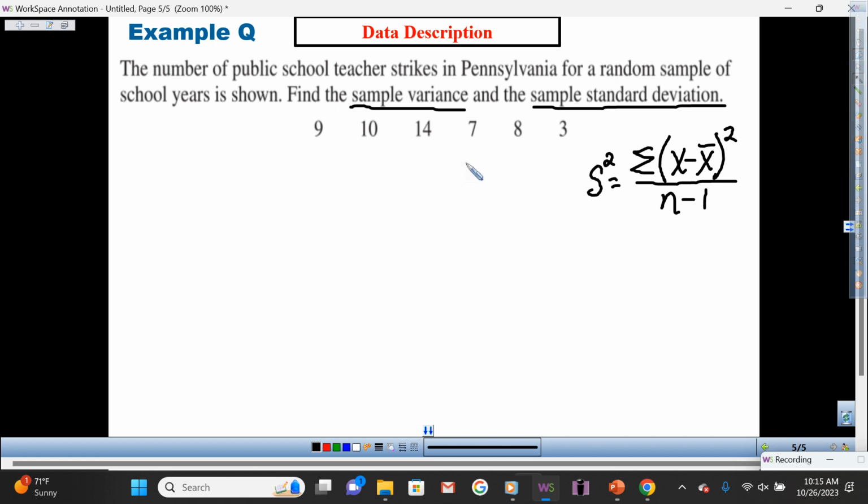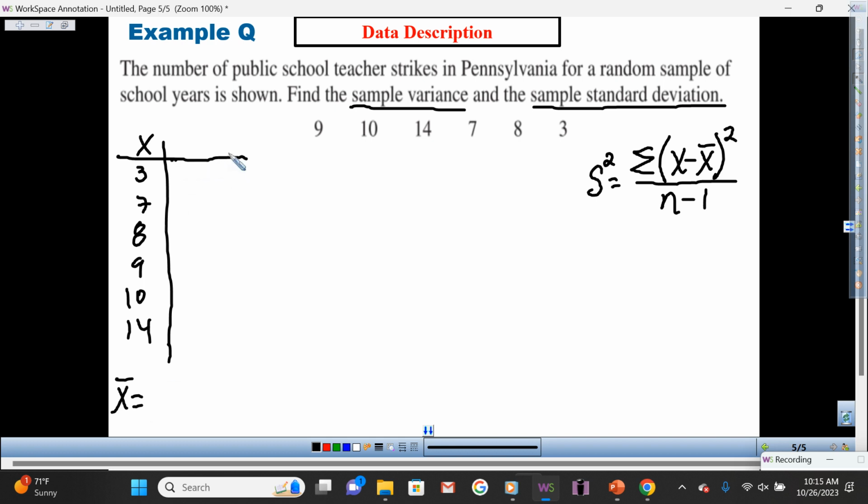Right, Alex? Bree, you guys all right over there? All right, so here we go. First step, we get our data. And we start with 3, 7, 8, 9, 10, and 14. And what do we do? Well, we find the mean. Do that, please. Next column, we do data minus the mean.